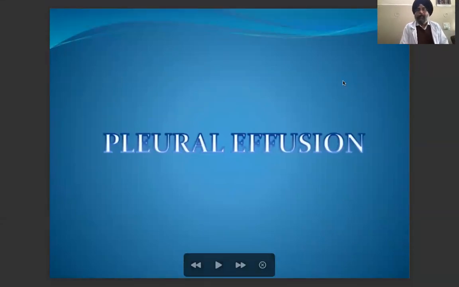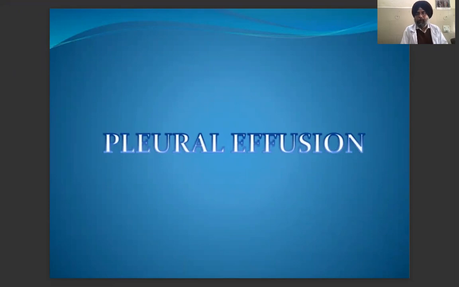Good morning, everybody. Today we'll be talking about pleural effusion, especially the pleural disease out of which pleural effusion is important. Normally the pleura contains two layers, the parietal pleura and the visceral pleura. The pleural fluid usually enters from the capillaries of the parietal pleura and it is drained by the lymphatics of the parietal pleura.